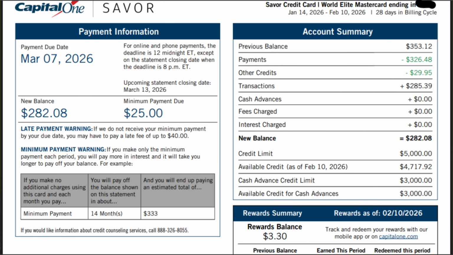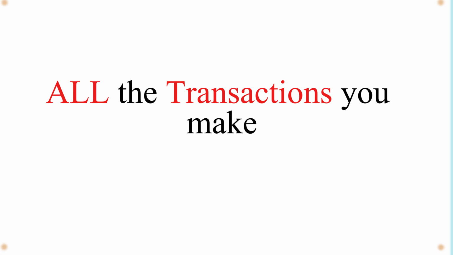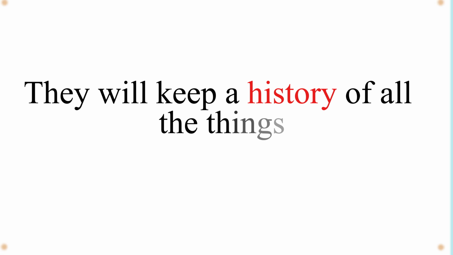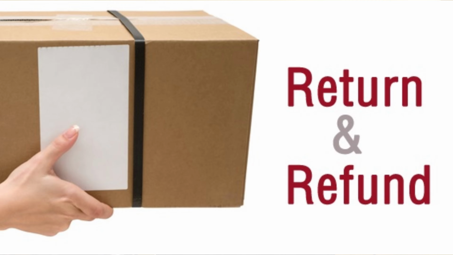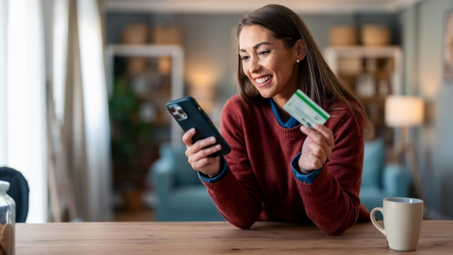Now let's take the Capital One Savor credit card statement as an example. Here we can see that it says my statement opening date is January 14th and my statement closing date is February 10th, and the time it takes between the statement opening date and the statement closing date is 28 days, which is also known as the billing cycle. So in this billing cycle, your issuer will basically track all the transactions you make on your credit card. They will keep a history of all the things like items you purchase, items you return, and all the payments you make to pay down your credit card balance, including any other credits you may receive.